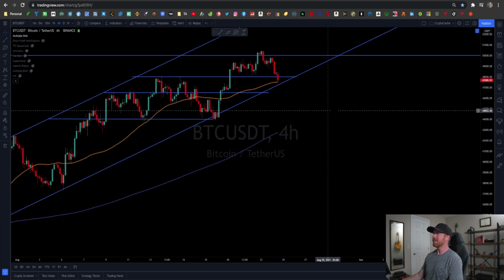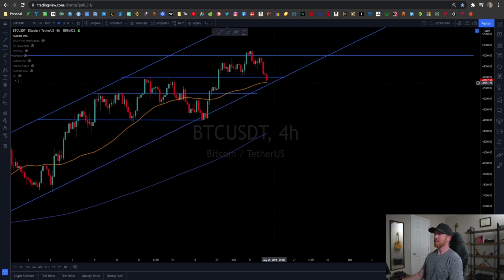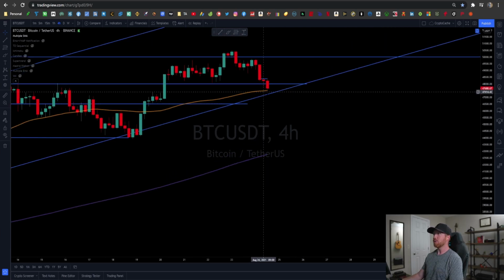Not good, not bad. It kind of is what it is. I was expecting a sell-off and a rejection after 50,000, and that's exactly what's happening. We'll see how the 50-day simple moving average reacts here soon.